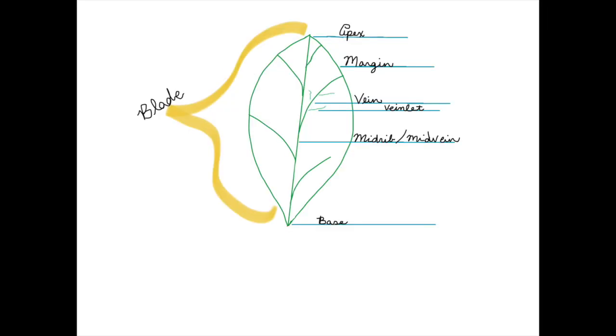In my recorded lecture, I mentioned that the diagram that was listed did not truly encapsulate what the blade of a leaf is. And so I created my own, and on the left hand side you see the word blade, and it's the whole entire leaf itself. The apex is still the top, the margin is still the outer ring, the veinlet, midrib or a midvein, and then of course the base.